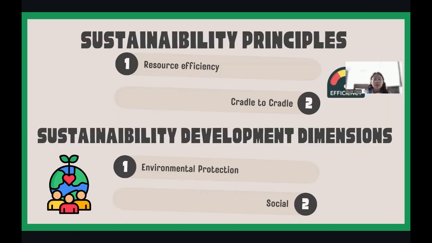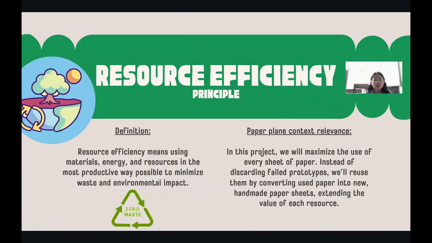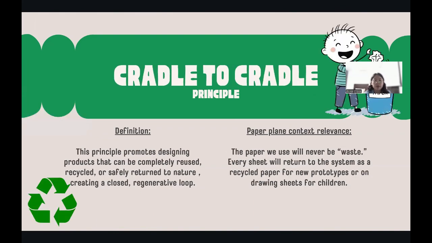I'm going to use the two sustainability principles of resource efficiency and cradle to cradle, and the dimensions of environmental and social. For resource efficiency, in this project, we will maximize the use of every sheet of paper instead of discarding failed prototypes. We will reuse them by converting used papers into new handmade paper sheets, extending the value of each resource. And in the principle of cradle to cradle, the paper that we will use will never be waste.